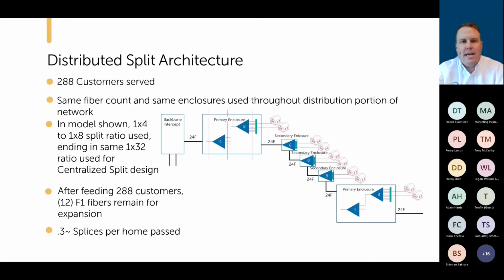So again, we'll look at the design here. Same 288 customers served. We're using that 1x4 to 1x8 split ratio. So now that 24 fiber that we fed the FTTH cabinet with, we're running that same fiber throughout everything. So it's just that 24. There's no 144 fiber, no 96. It's just that 24 fiber. So again, your primary enclosure will have a 1x4 and a 1x8, and then you'll have 3 secondary enclosures that follow it. After that, it's wash, rinse, repeat. Primary enclosure, 3 secondaries.